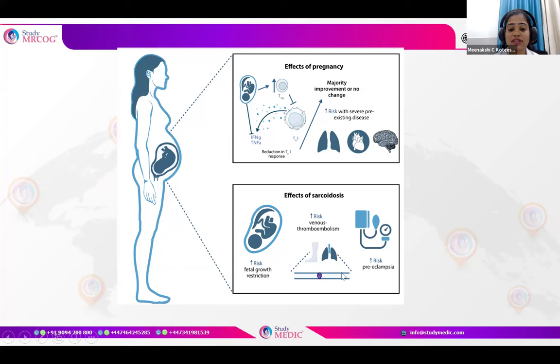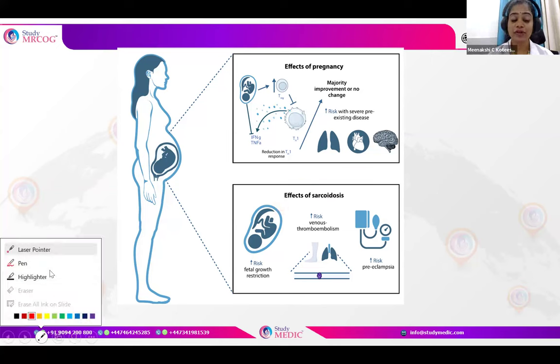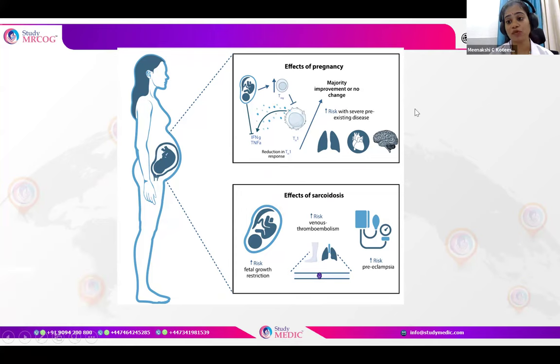of venous thromboembolism, and also an increase in the risk of pre-eclampsia. So this is how the pregnancy is going to affect the sarcoidosis: either there is an improvement or there is no change in the majority of cases. Whereas how the sarcoidosis is going to affect the pregnancy is through all these associated risks, like venous thromboembolism, fetal growth restriction, and preeclampsia, also an increased rate of cesarean section as well as postpartum hemorrhage.